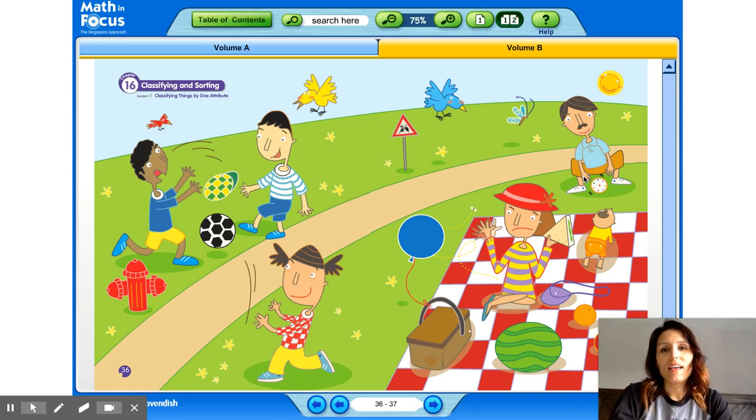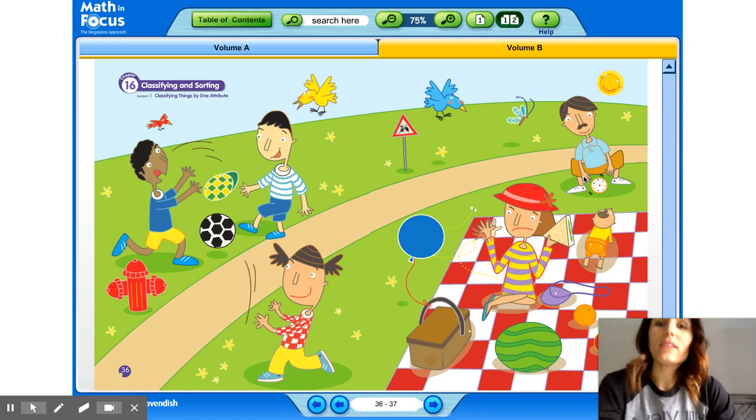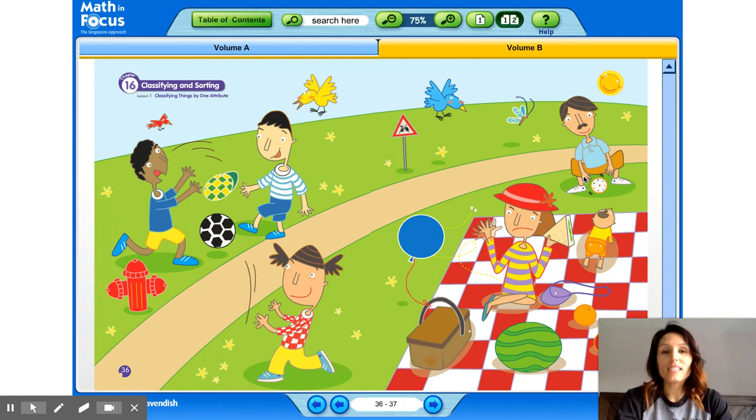Hi, boys and girls. Today we are going to chapter 16 in math. We are going to be talking about sorting and classifying.